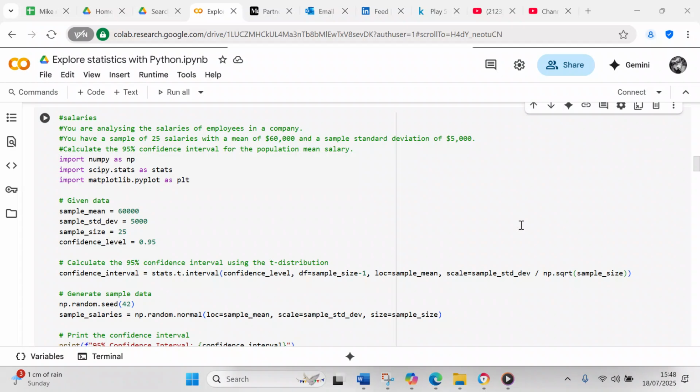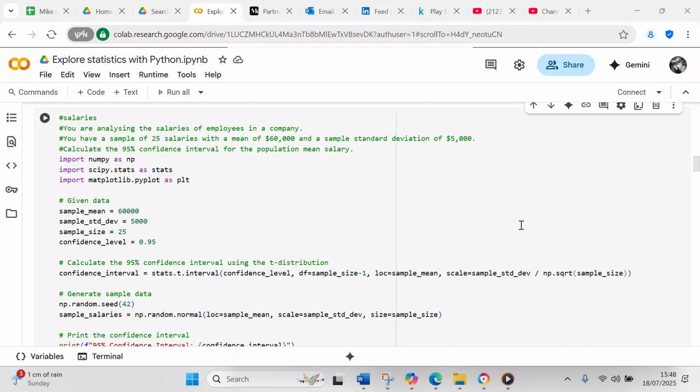So confidence interval equals stats.t.interval, confidence level, comma, df equals sample size minus 1, so that's 24, loc equals sample mean, scale equals sample standard deviation divided by the square root of the sample size.